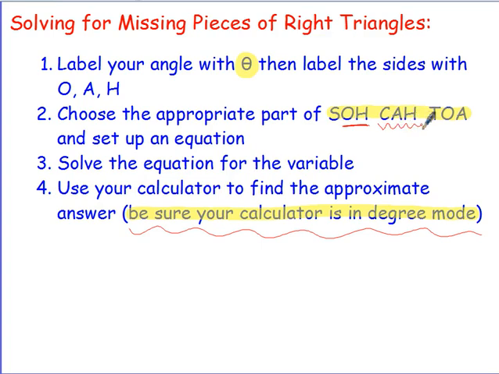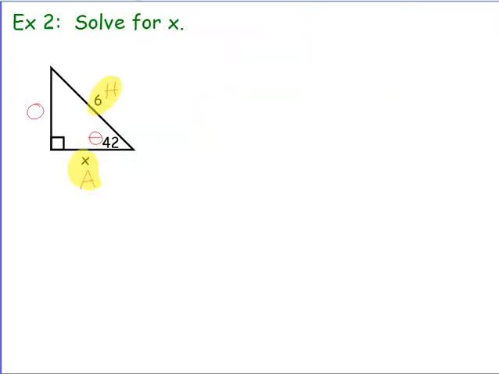So we're using the co part, which is cosine. So our equation is cosine of theta equals adjacent over hypotenuse. So cosine theta is the number 42 equals the adjacent side is x, the hypotenuse is 6.